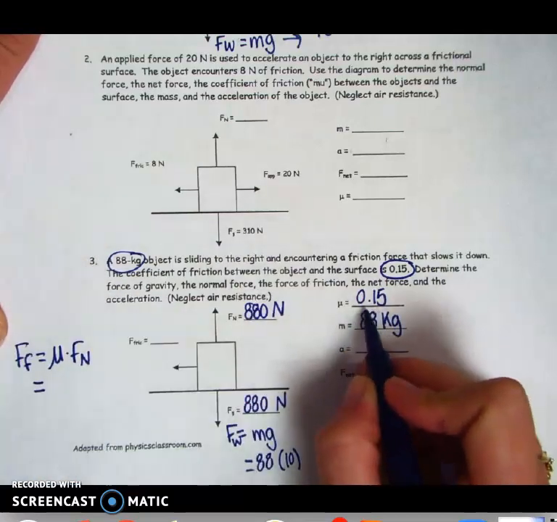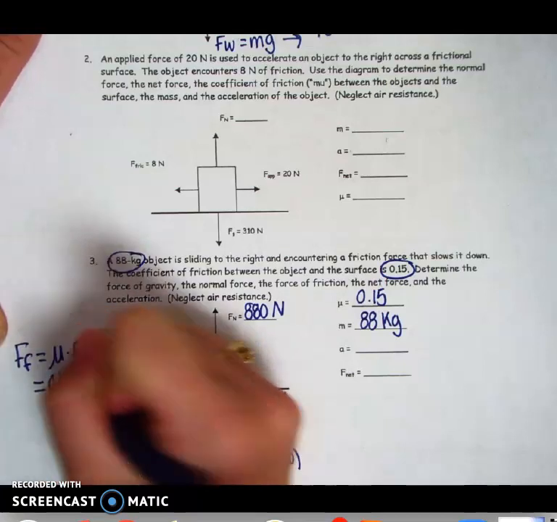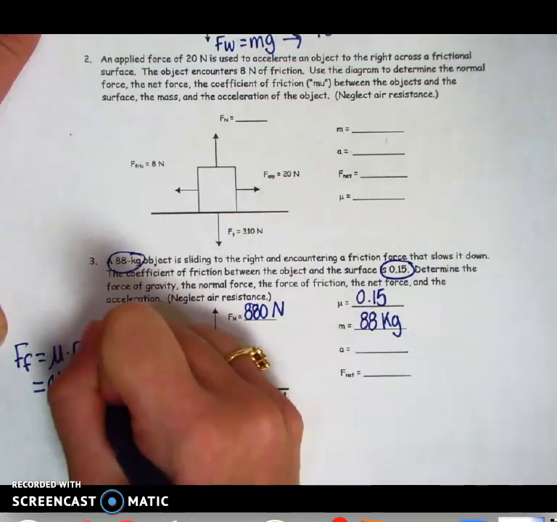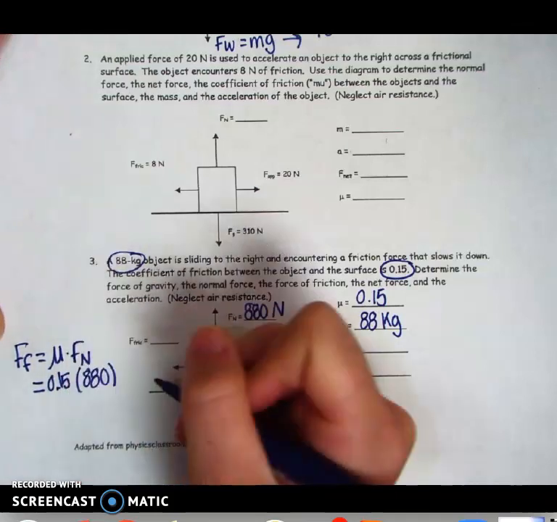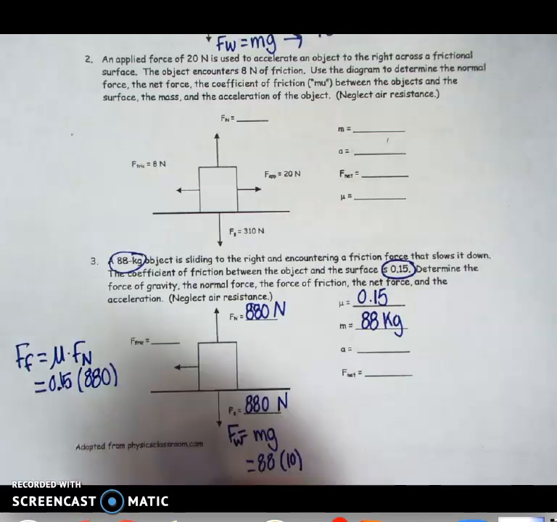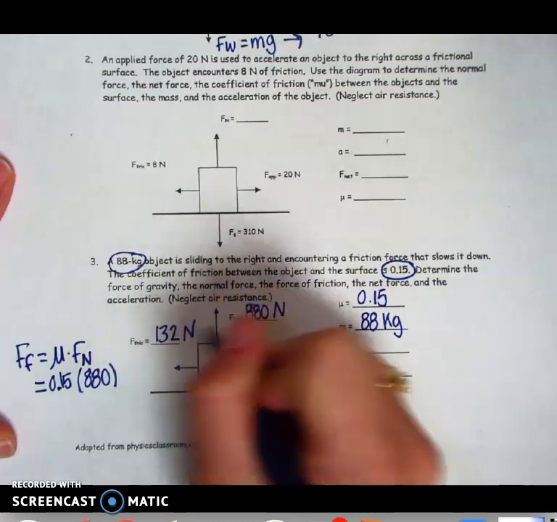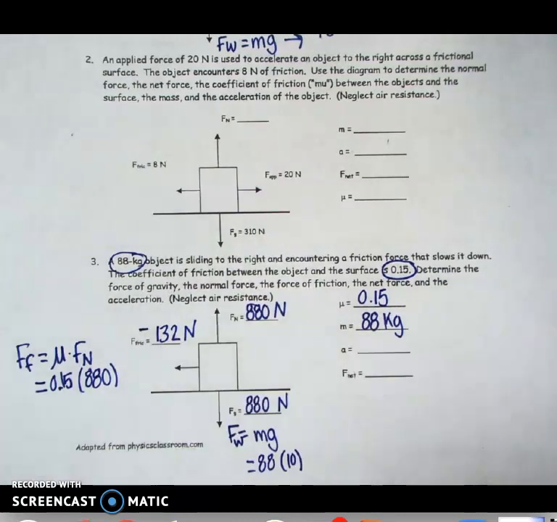The problem gave us our mu, which is also referred to as the coefficient of friction. And we're just going to multiply that by our normal force value. So we're going to get 0.15 times our 880. And that should give us something like 132 newtons. However, it's going to be negative just because it's a force that's slowing us down.